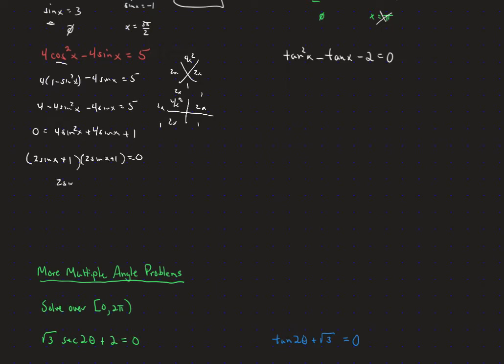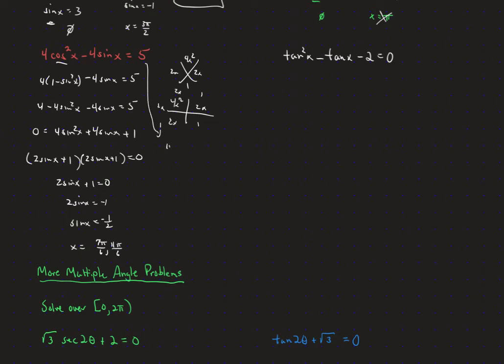The only solutions, if there are any, will come from 2 sine x plus 1 equals 0, which means sine x hopefully is going to be negative a half. The angles that make sine x negative a half: in quadrant 1, the reference angle is going to be pi over 6, and sine is negative in quadrants 3 and 4. So that's going to give us 7 pi over 6 and 11 pi over 6. We have to check those.